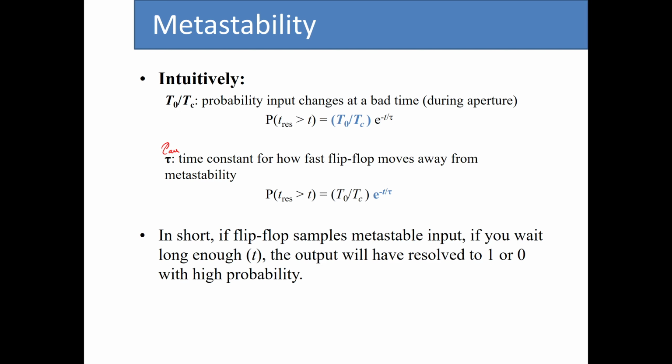So I said all of these things to get to this conclusion, that if we have a flip-flop that has an input that happens at a bad time during the aperture time, and that results in a metastable state, if you wait long enough, the output will be resolved either to 0 or 1. So not necessarily what you wanted, but it doesn't stay in the metastable state for long.